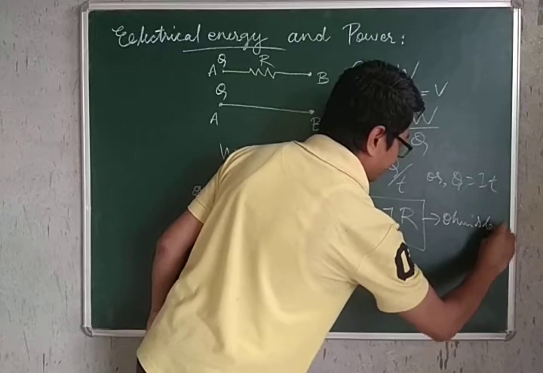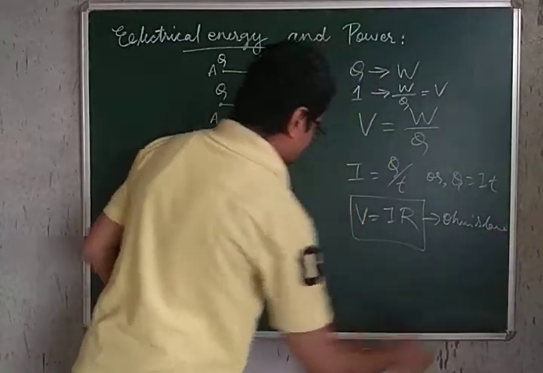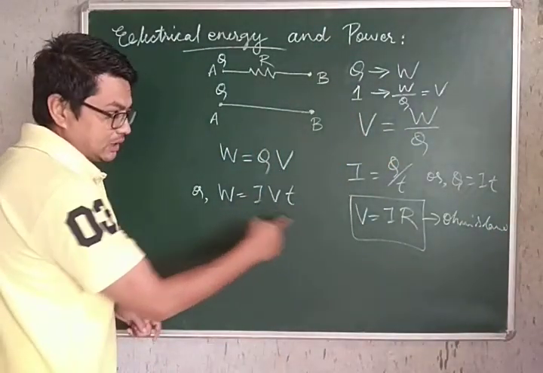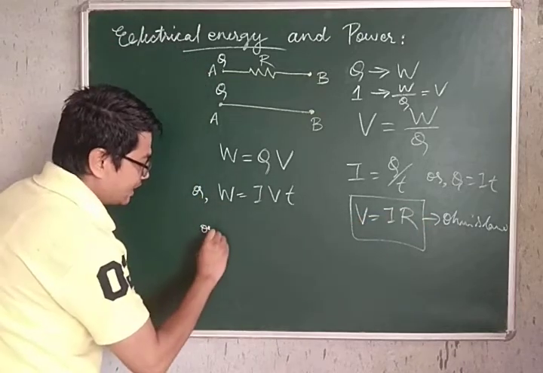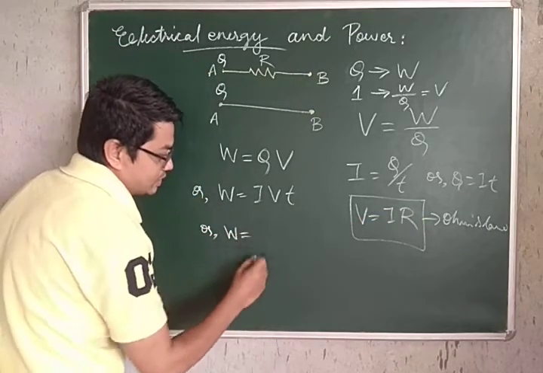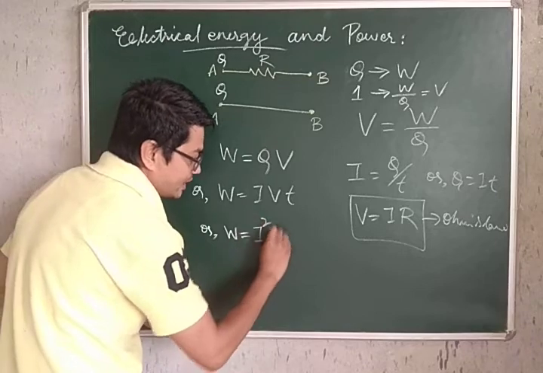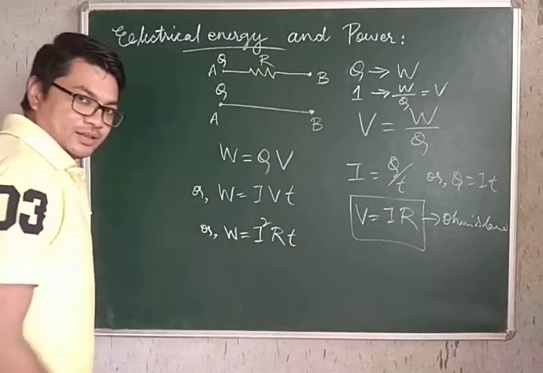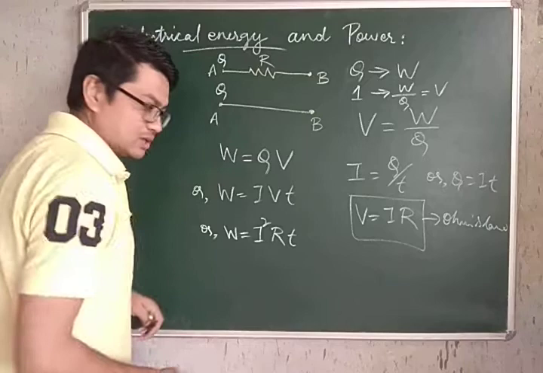Ohm's law. So instead of V, what I can write is I into R, and therefore I can write W is I squared RT. This is one of the expressions for work done.